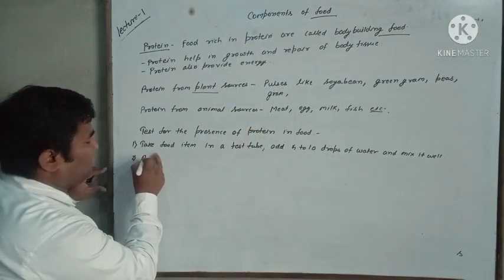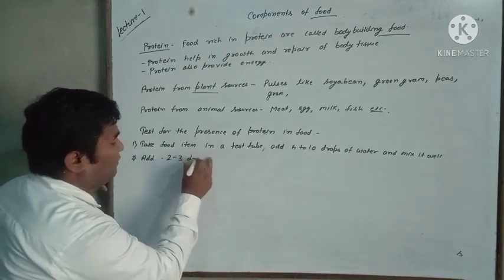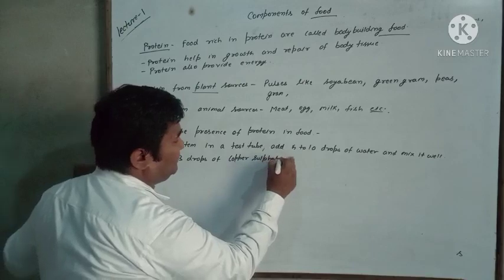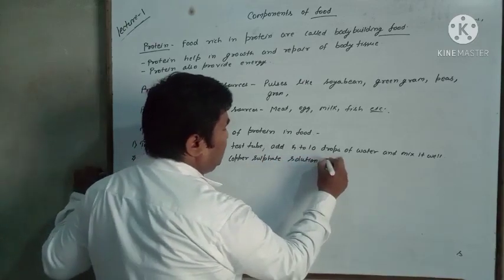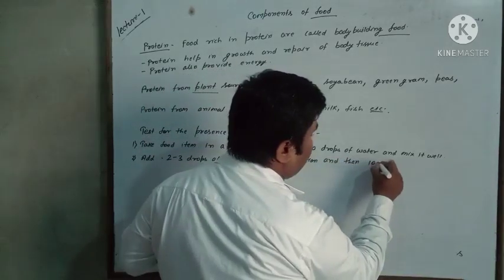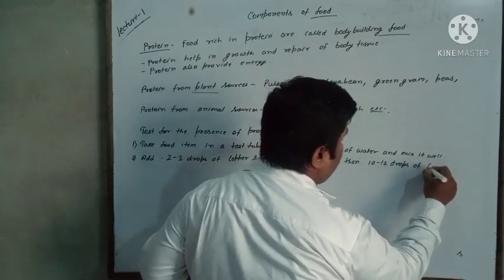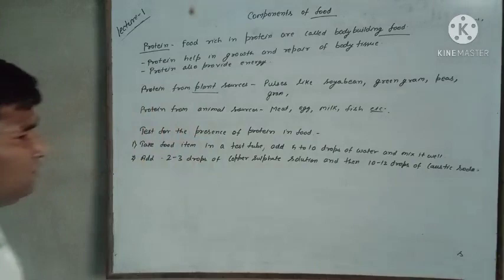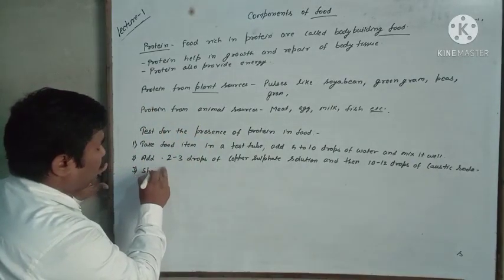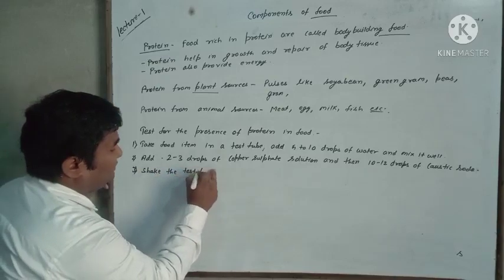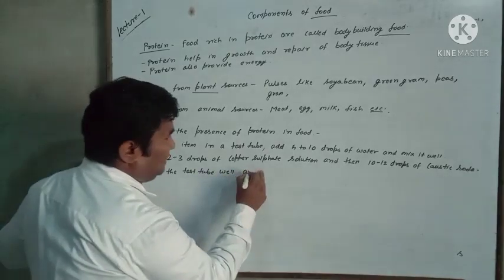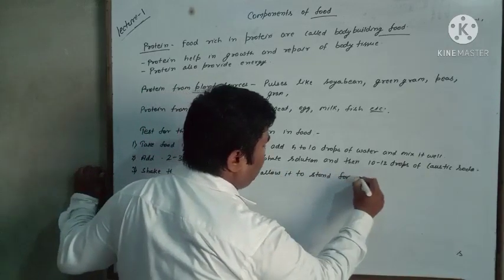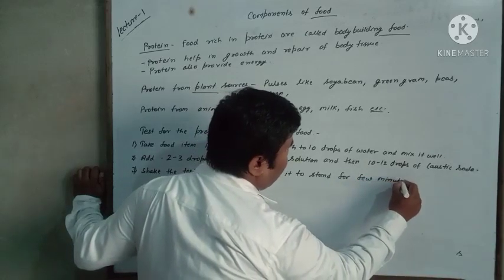After that, second point, add 2 to 3 drops of copper sulfate solution and then 10 to 12 drops of caustic soda. Caustic soda. Third, shake the test tube well and allow it to stand for a few minutes.